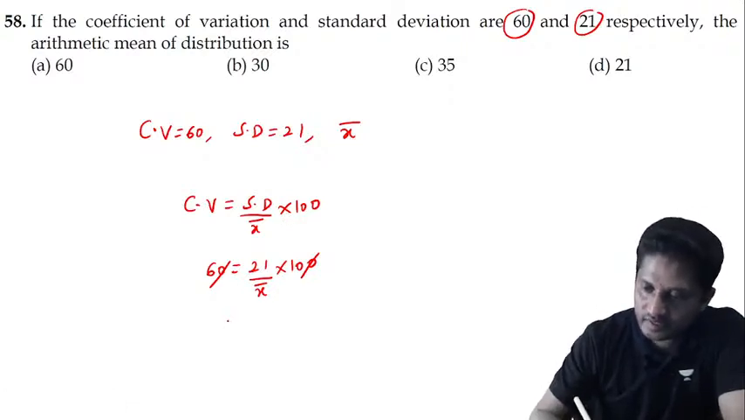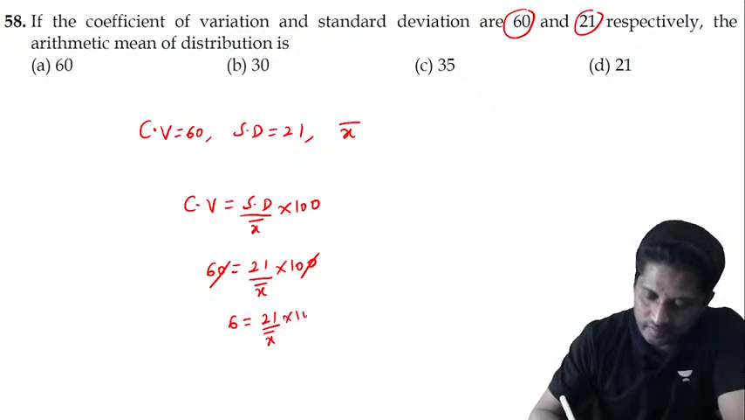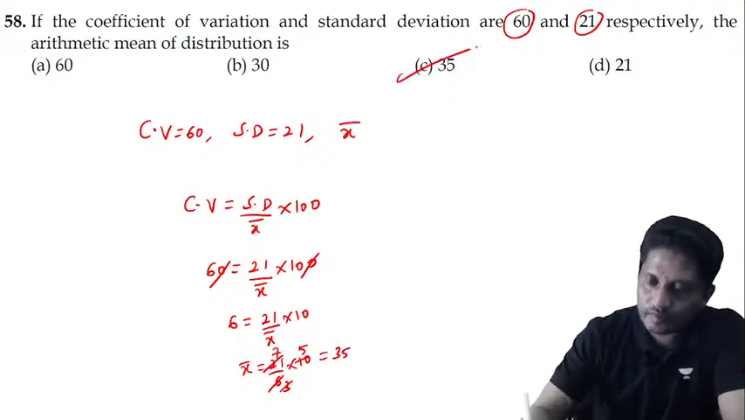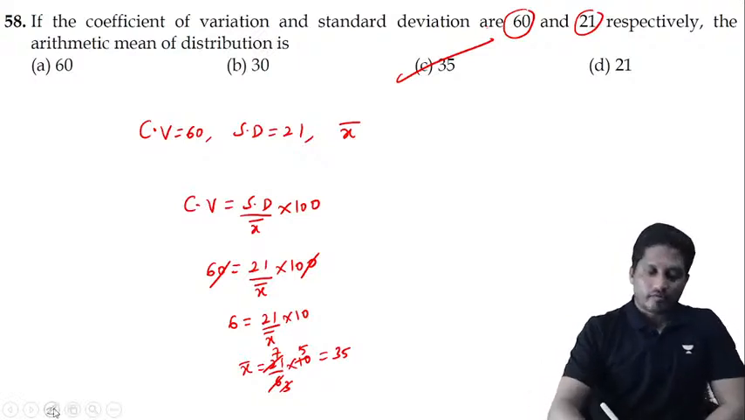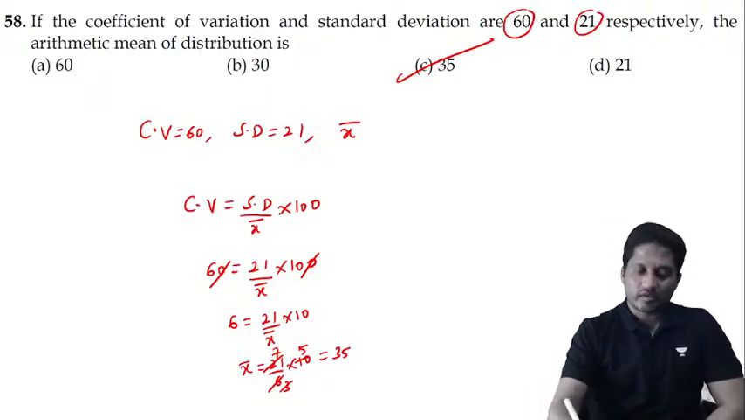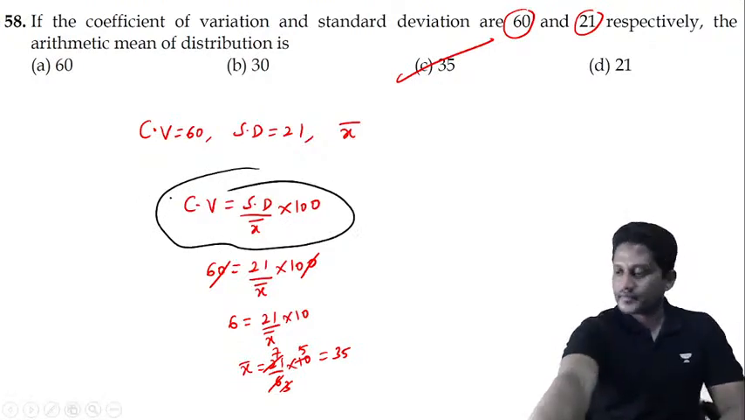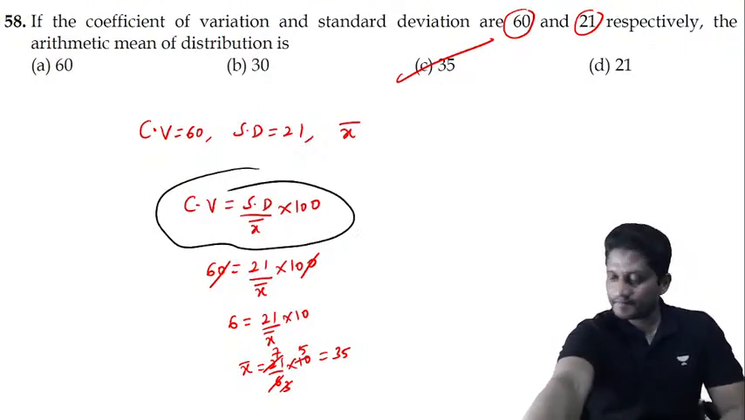So 6 is equal to 21 by mean into 10. If I cross multiply, the mean is 21 by 6 into 10. This is 2 3s, 2 5s. This will cancel with the 7, 5 7s are 35. Answer will be option C. This is the formula in statistics: coefficient of variation is standard deviation by mean into 100. Let's move to the next question.